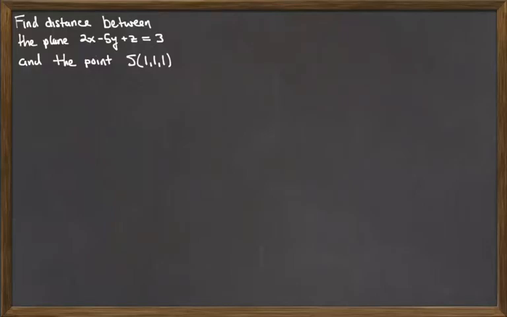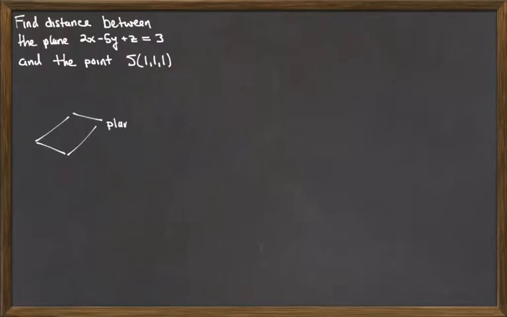In this video, we're going to find the distance between the plane given by the single linear equation 2x minus 5y plus z is equal to 3, and the point in space, which I've called S, whose coordinates are 1, 1, and 1. In order to get started in any of these kinds of problems, you want to just draw a generic picture to help you conceptualize the information you have available and the information you want to derive.